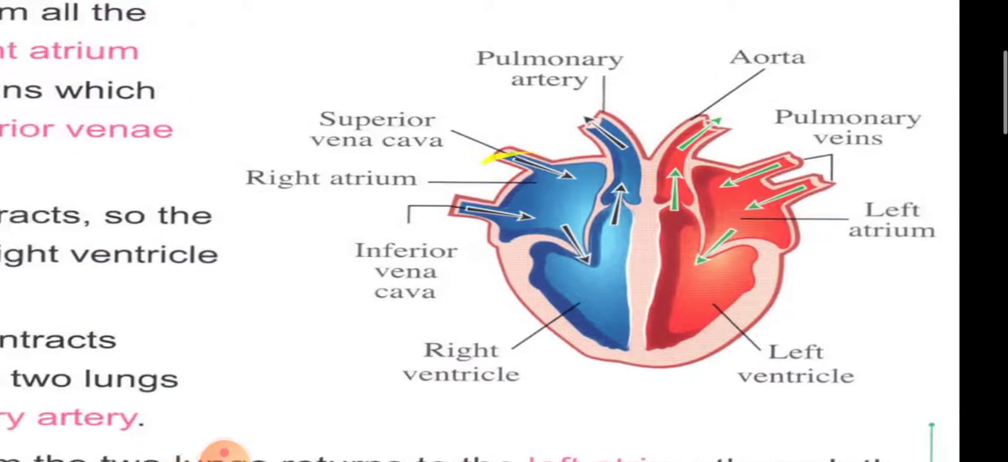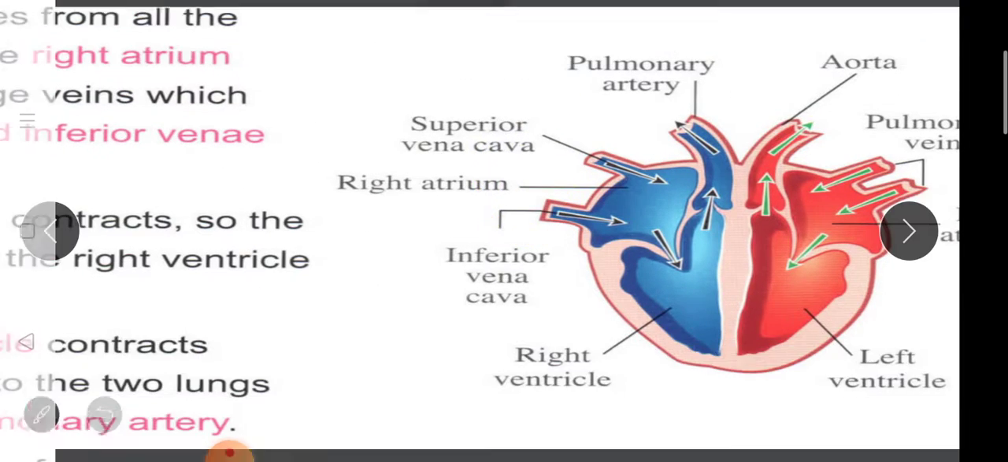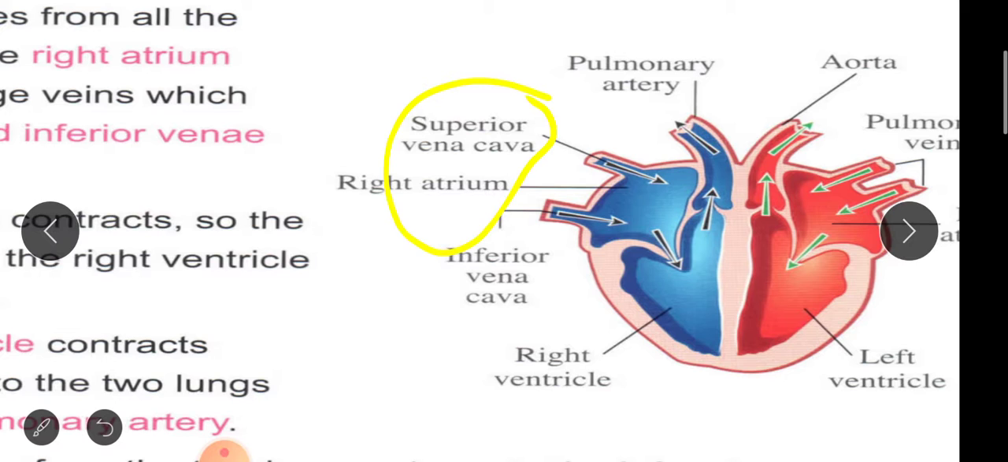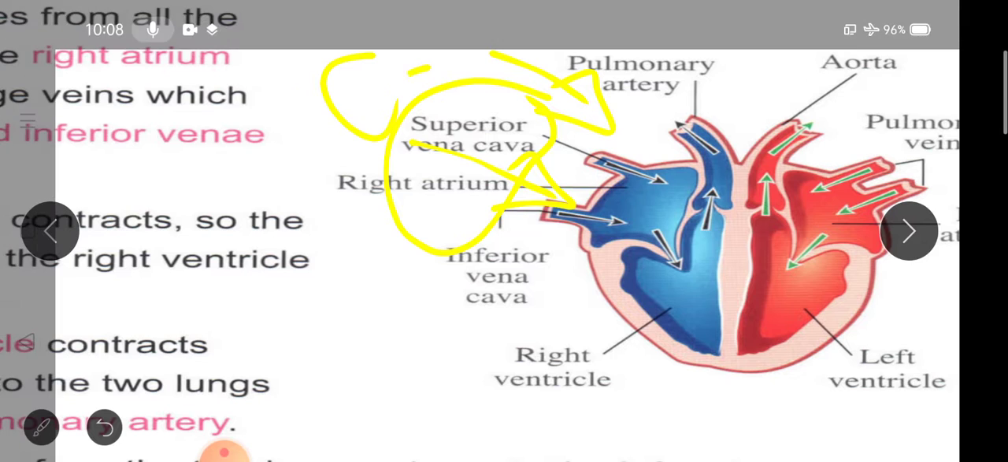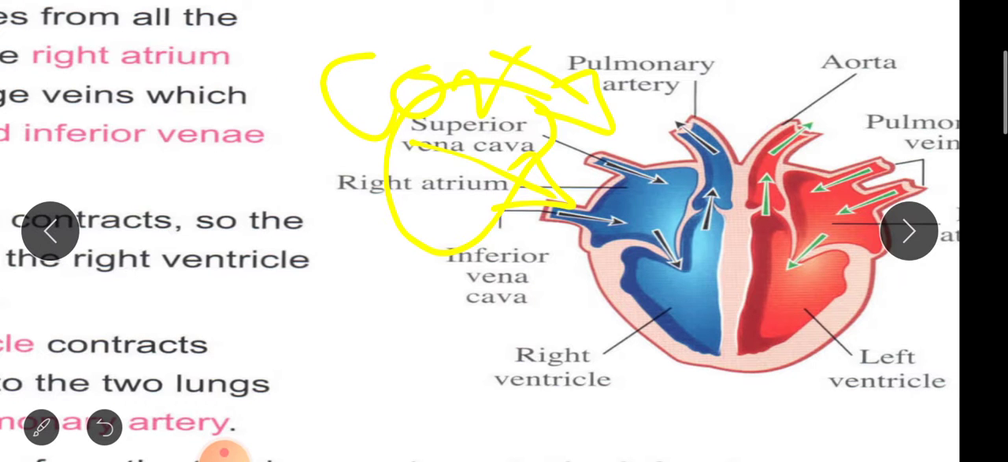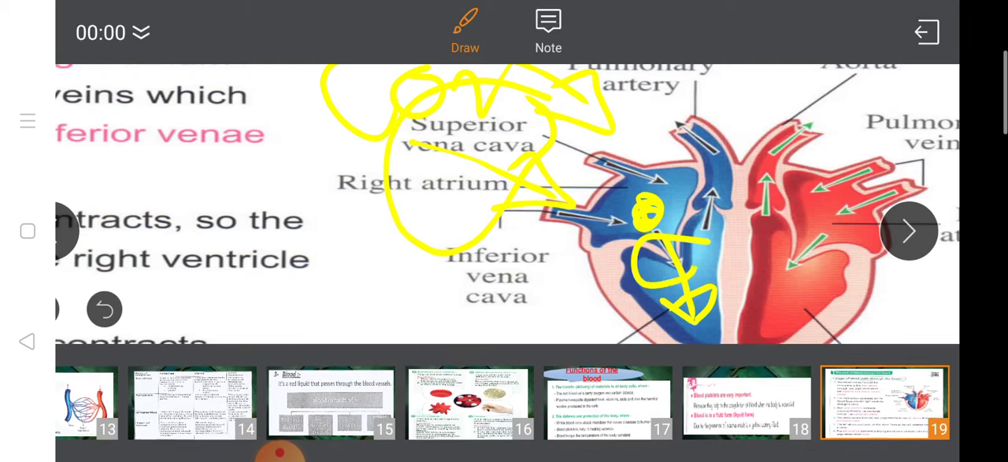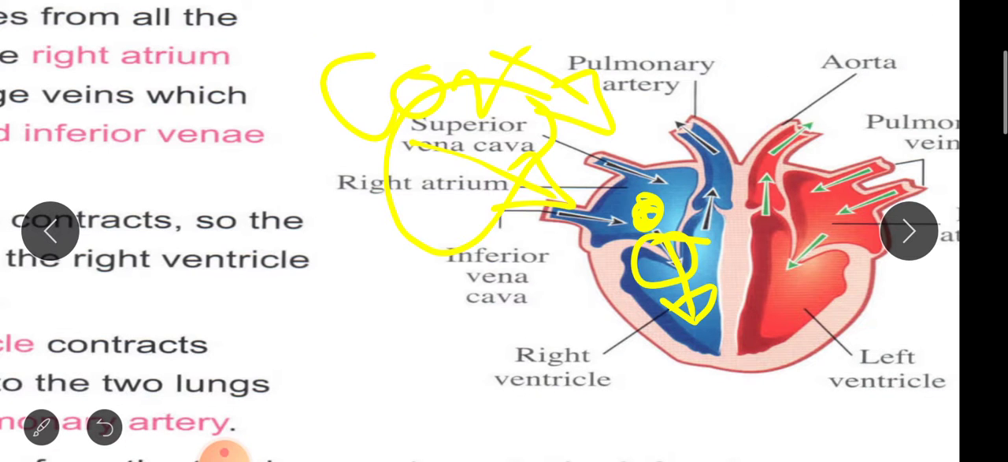Through the superior and inferior vena cava. So the deoxygenated blood, or the blood with carbon dioxide, will enter my heart through the superior and inferior vena cava. So from the superior and inferior vena cava, it will enter in the what? In the right atrium. And from the right atrium, it will enter the right ventricle. Through the what? Through the right valve. We have a valve here.